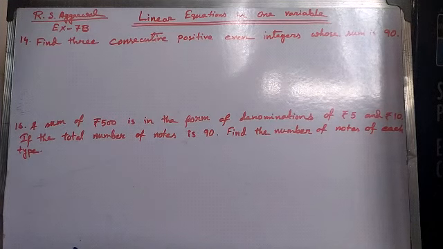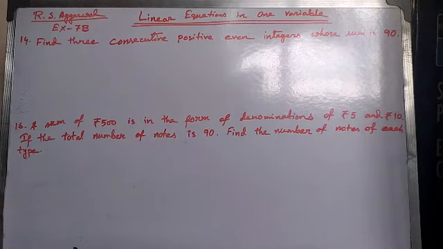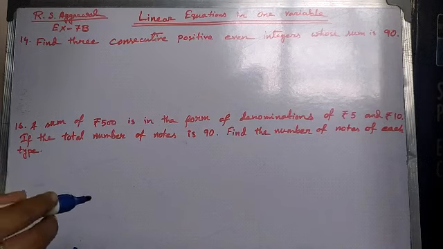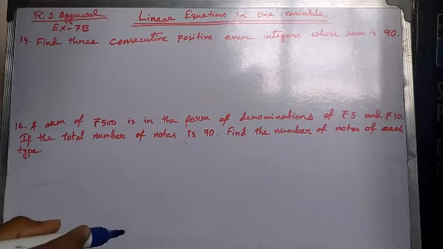Hello everybody, this is the Linear Equations in One Variable chapter, Exercise 7B, the leftover sums from R.S. Agarwal book. So here, question number 14: find three consecutive positive even integers whose sum is 90.